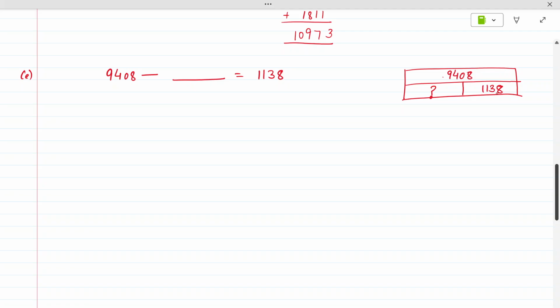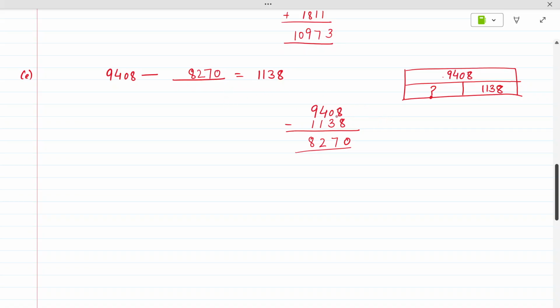Okay, so now how can I find out what this number is? Simple. 9408 is the biggest total, and this is the total of these two, right? This number plus this number gives me 9408. So to find this number, the simplest thing is to subtract the known number from the bigger number. So we will subtract 1138 from 9408. This is 0, this is 7, this is 2 and 8. 8270.